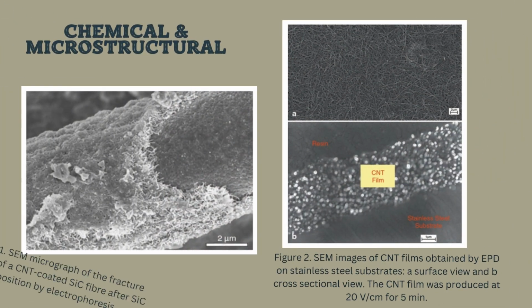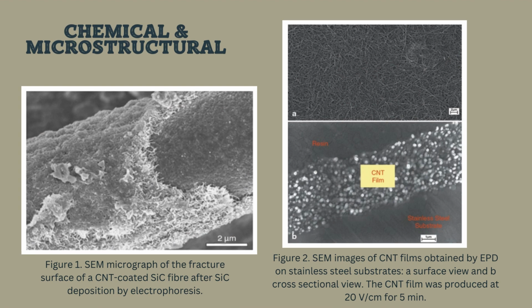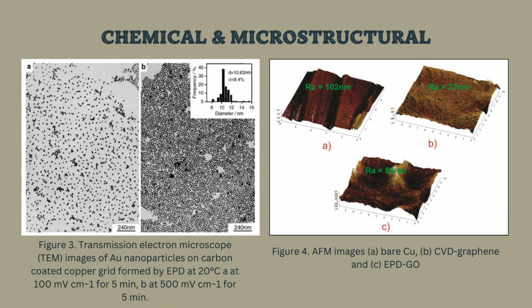The microstructure and chemical composition of a material used in EPD can vary depending on factors such as the material itself, the processing conditions, and any subsequent treatments applied after deposition. These factors can be tailored to achieve desired properties and performance in the resulting coating. The microstructure of coatings obtained through EPD can vary depending on factors such as the deposition parameters, particle size, and processing conditions.